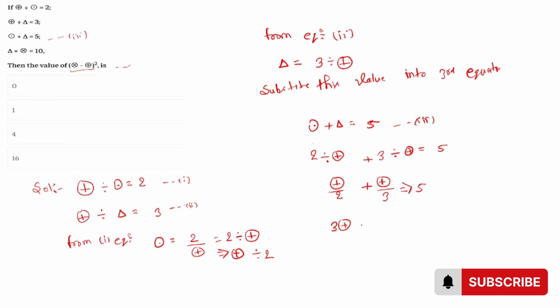So 3 plus 2, LCM is 6 equal to 5. 3 plus 2 is 5, 5 cancel, 5 plus divided by 6 is equal to 5. So 5 cancel, and plus operator is 6, we can find it plus 6. So for the time being we can remove this, you can take a screenshot of this, because we have to find other things also.